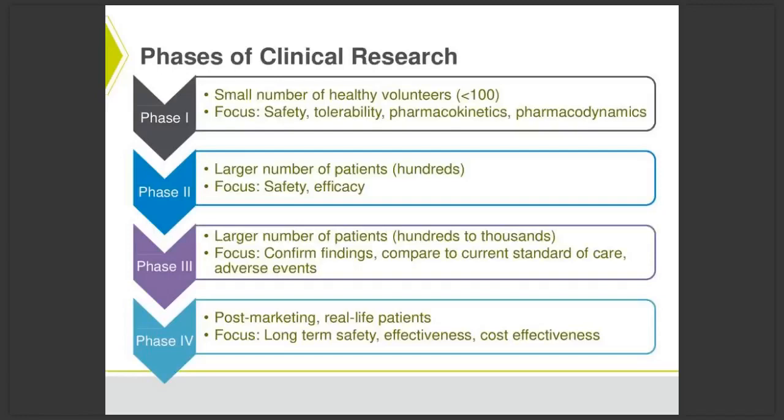And once you have the efficacy and you have that safety characterized, you'll move into the large phase 3 trials. This is what we call our pivotal trials, where you enroll large numbers of patients, hundreds to thousands, where you're trying to confirm what you found previously. And then obviously you need to be able to compare how your drug therapy compares to the current standard of care, or placebo if there is no standard of care. And you also need to be able to characterize what the adverse events profile looks like.